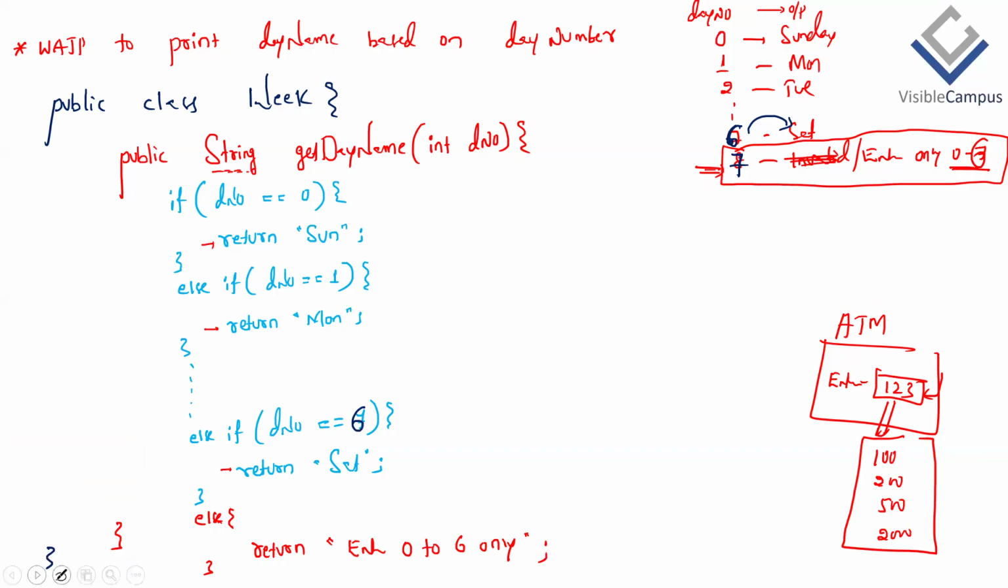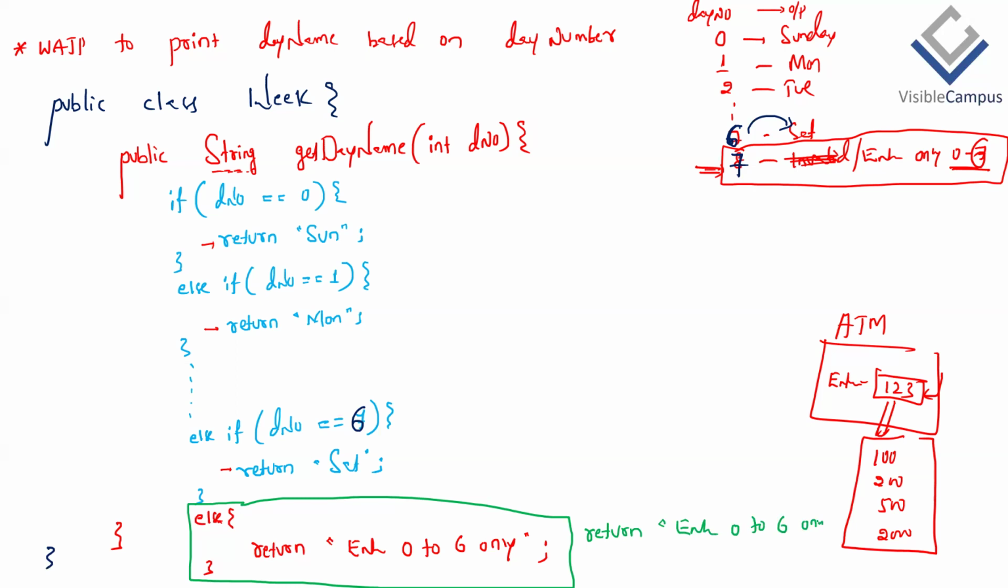So I said that whether we write this else block with a return statement or without the else block, both are fine. That's what I'm trying to convey. Enter 0 to 6 only, end of string, semicolon. With else block return statement or without it, anything is fine. But in the if blocks, it's mandatory. That's the difference between void type and value type. Understood? Yeah. Are you sure?